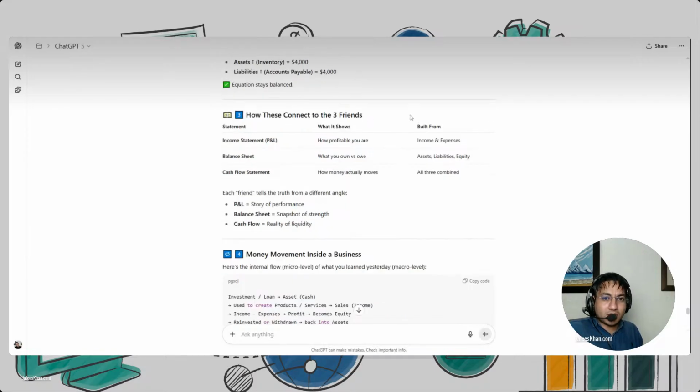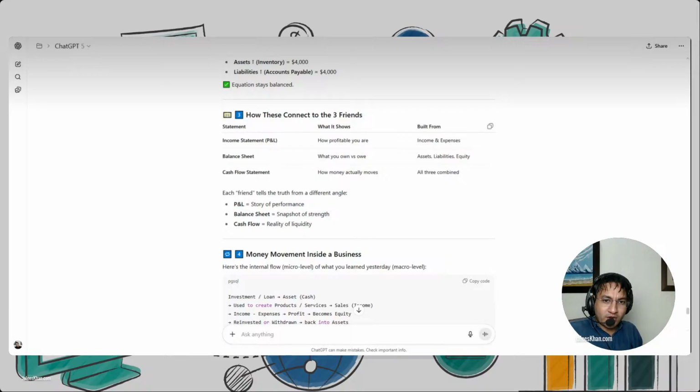How do these connect to the three friends: statements, income statement, P&L, how profitable you are. Okay, income and expenses, which is more like the income statement, how profitable you are. Income and expenses come here because when you subtract expenses from income, it gives us the profit.